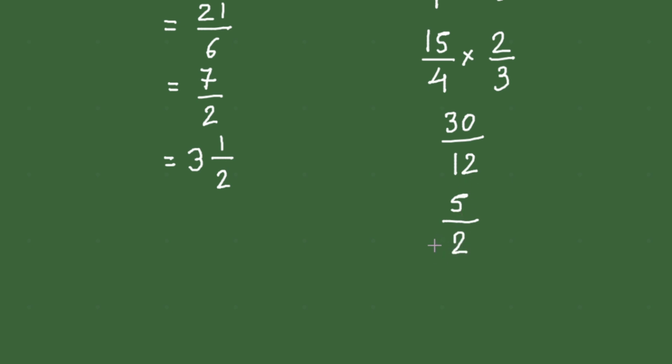Now, this is an improper fraction. So, 2 goes 2 times in 5. So, 2 we will write as the whole part and remainder will be 1, that we will write in the numerator, and denominator we will keep as it is. So, 2 whole 1/2 is our answer.